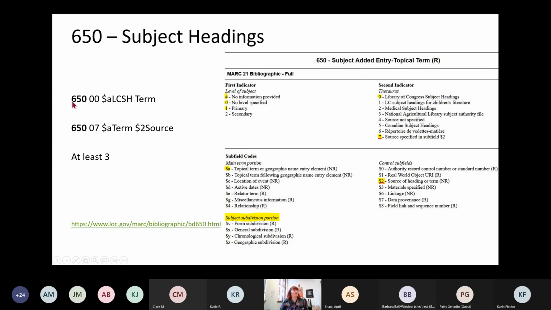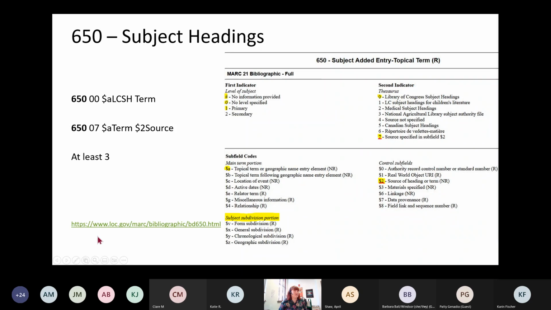So here we have that basically written out. If it's zero, you'll have the Library of Congress subject heading term there in subfield A. Similarly, if there's a seven, you'll have the term, but you'll have this added subfield two. And for a good record, we're really looking for three subject headings. That's kind of the minimal amount of work that we want to ensure is in a record for findability, really.